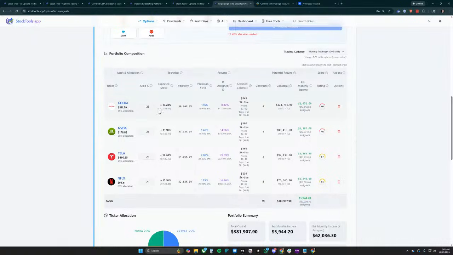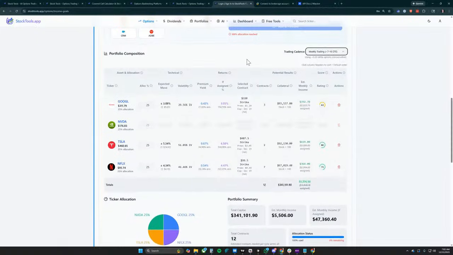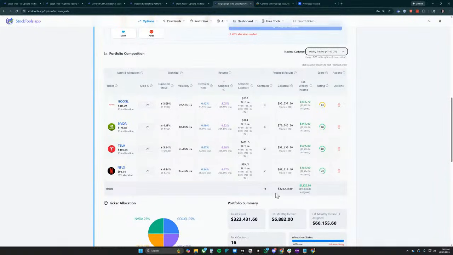So it's going in. It's trying to find 20 delta options. Right now, this is looking at the monthly cadence, so it's trying to find monthly contracts. We can switch this to weekly, and now it's finding a weekly contract. So it would take you about 320K to make five grand a month in call premium.